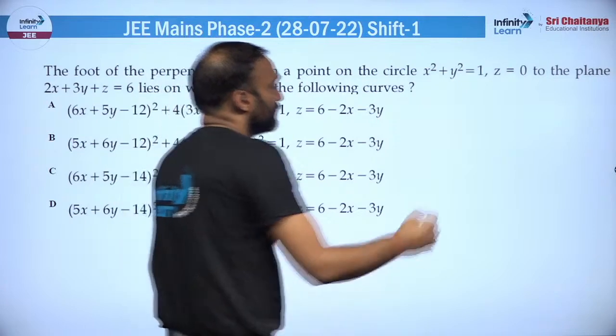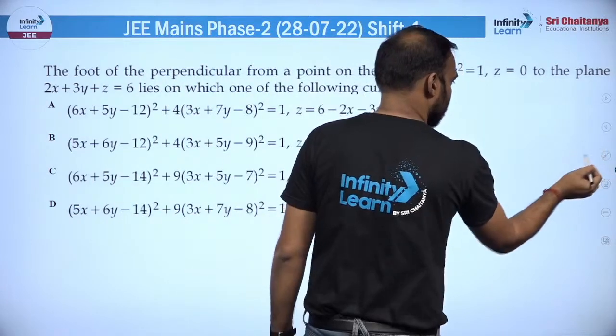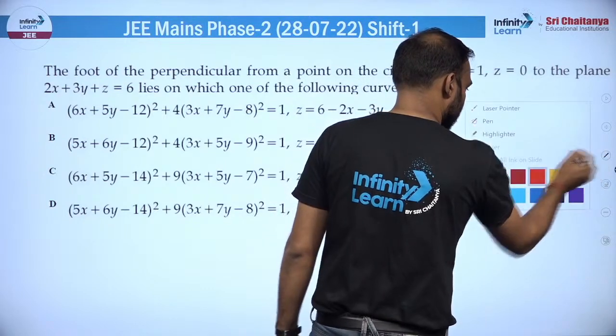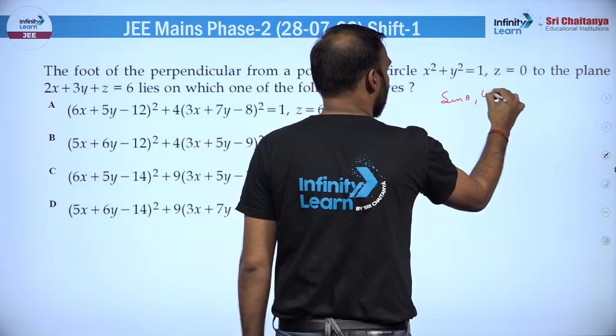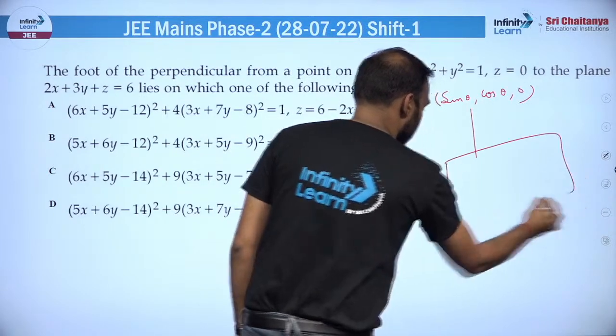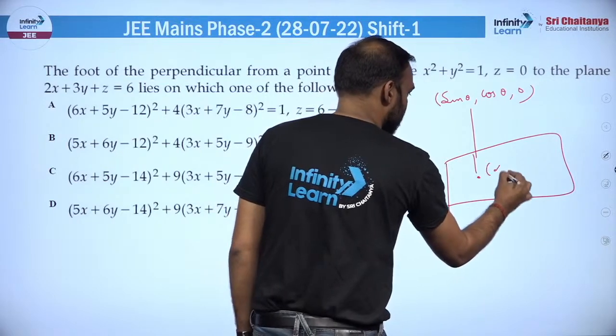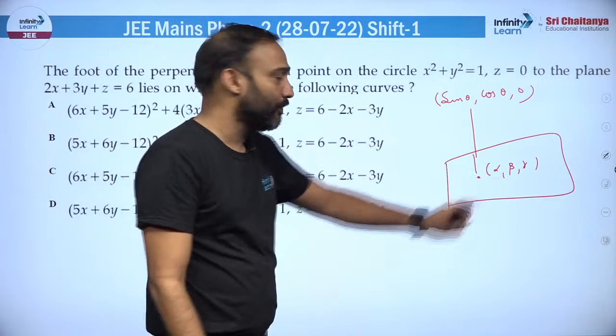Right. So no worries. We had the point (sin θ, cos θ, 0). We'll quickly draw it. There was a plane, and we had this point as (α, β, γ). So we were using the formula for the foot of the perpendicular.